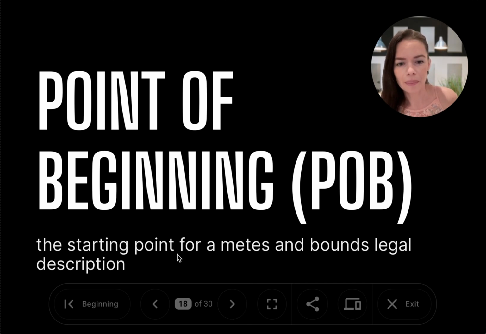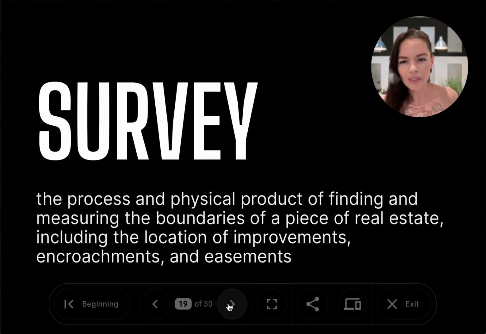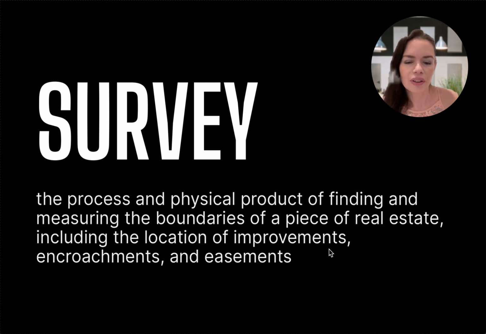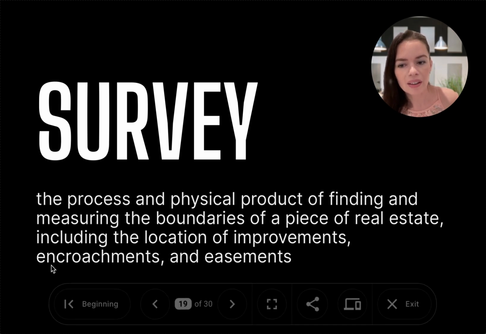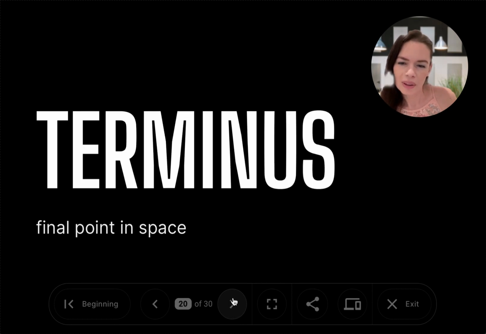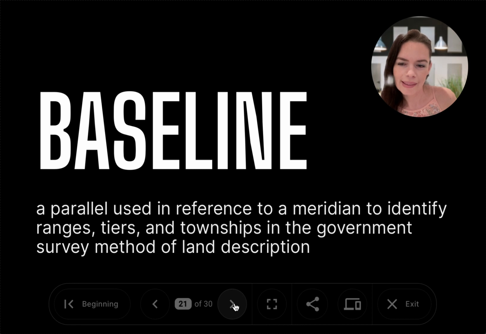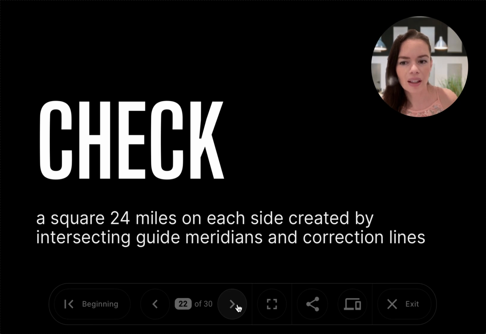The starting point for a metes and bounds legal description. Survey. The process and physical product of finding and measuring the boundaries of a piece of real estate, including the locations of improvements, encroachments, and easements. Terminus. Final point in space. Baseline. A parallel used in reference to a meridian to identify ranges, tiers, and townships in the government survey method of land description. Check. A square 24 miles on each side created by intersecting guide meridians and correction lines.